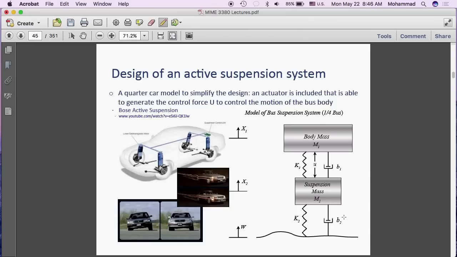We know we can play with the stiffness of the spring and with the damper, but at the end of the day, we can minimize the motion, but we can't get rid of it completely. Now, the solution is if you have an actuator, something that causes motion within your suspension system, and that's why it's called an active suspension.